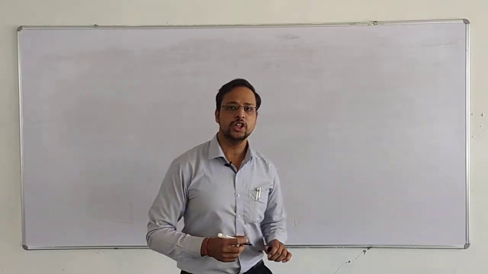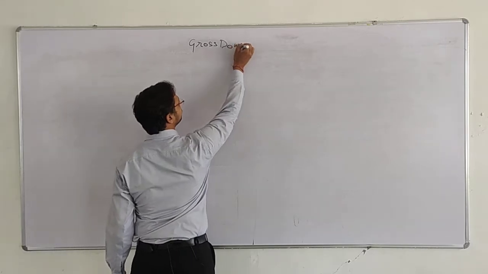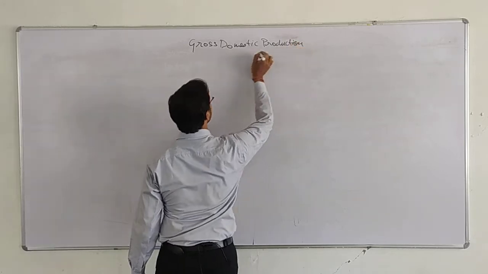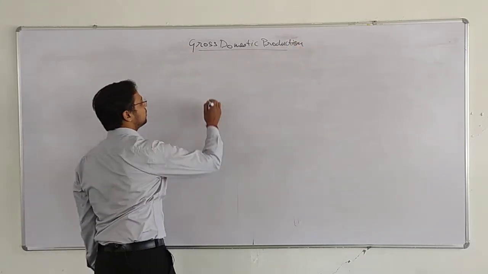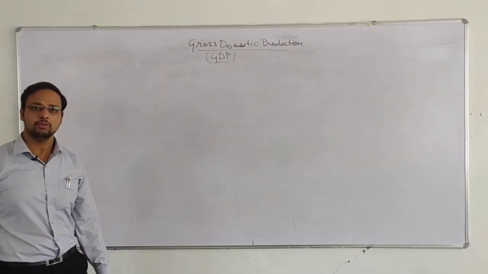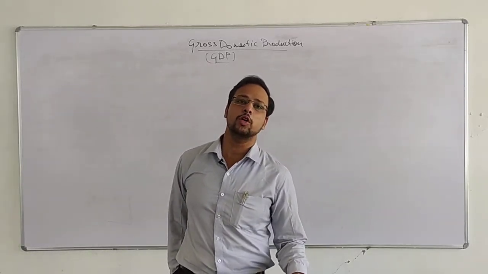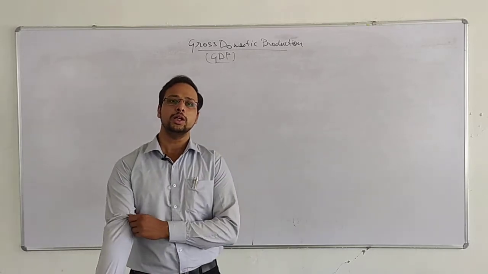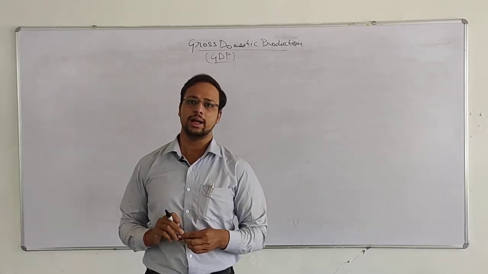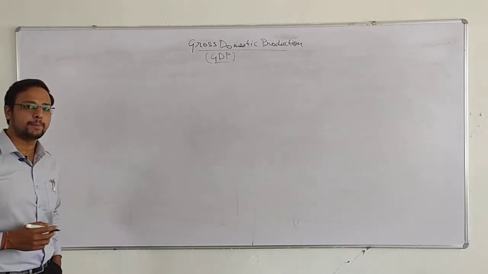and that is GDP, gross domestic production. Okay, it is called GDP, gross domestic production. The short form is GDP. We will study what GDP is and how it is calculated. So first of all, let's learn the meaning of GDP, how we calculate it, and further. Okay, so first of all, let us understand what GDP is.